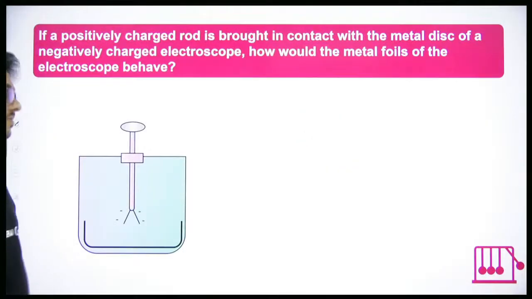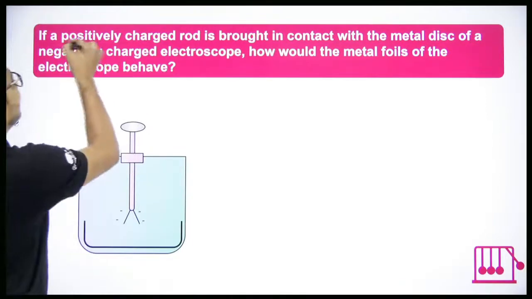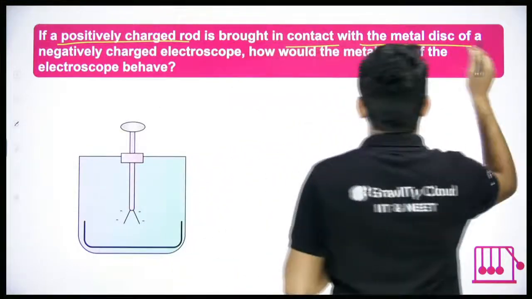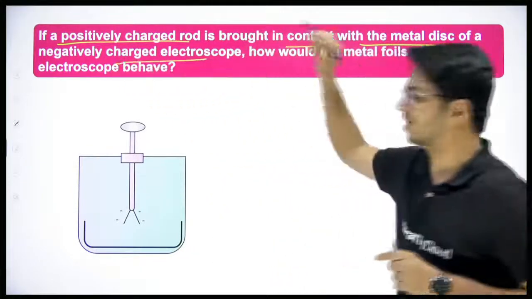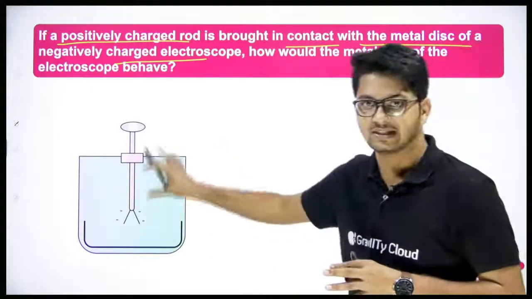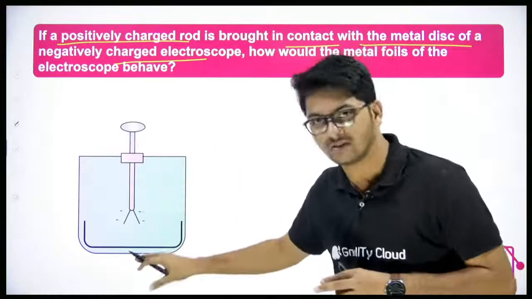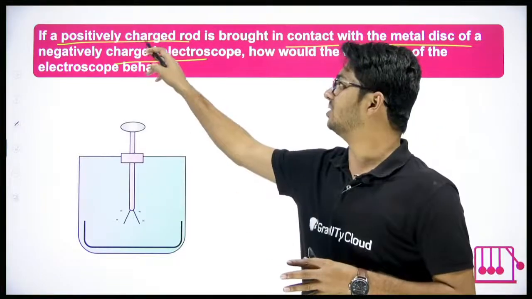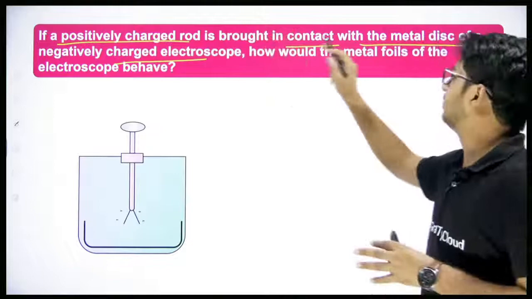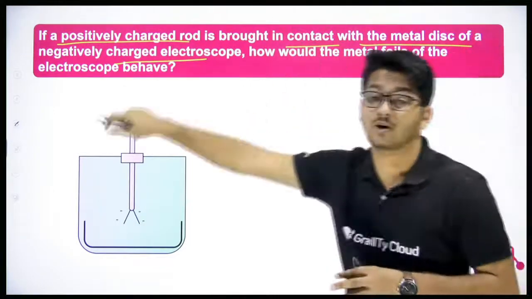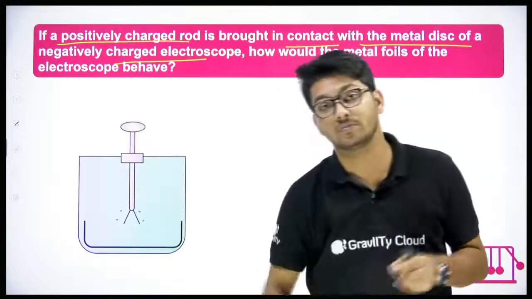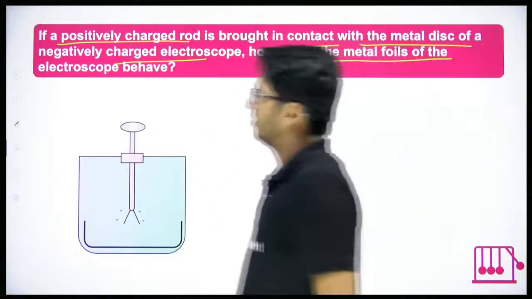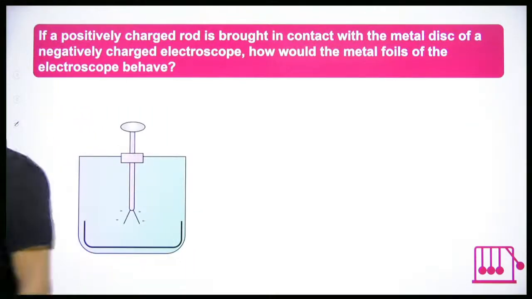We have a very simple question with us. What is the question? If a positively charged rod is brought in contact with a metal disc of a negatively charged electroscope. So this is the initial case. Initially you can look at the foils, they are negatively charged. A positively charged rod is brought in contact with the metal disc of a negatively charged electroscope. Start imagining. How would the metal foils of the electroscope behave?